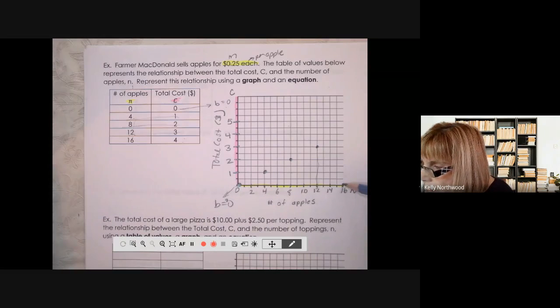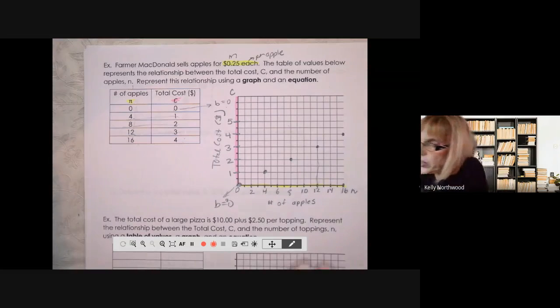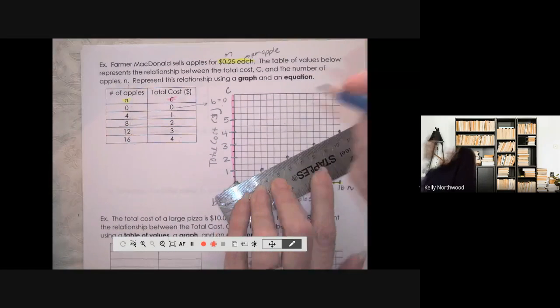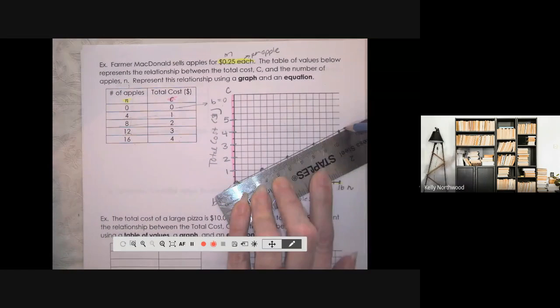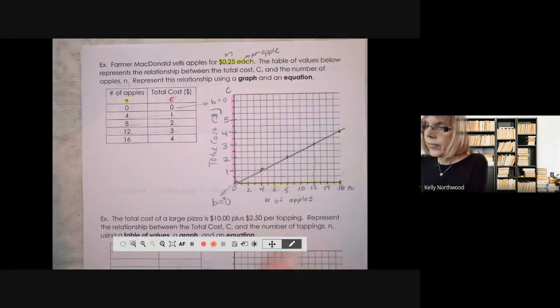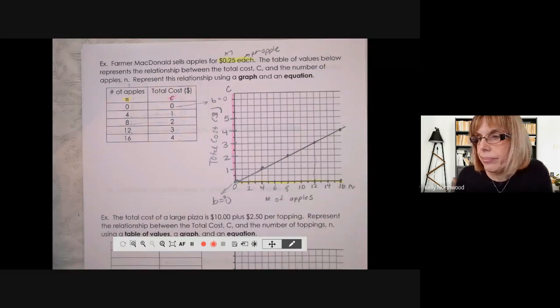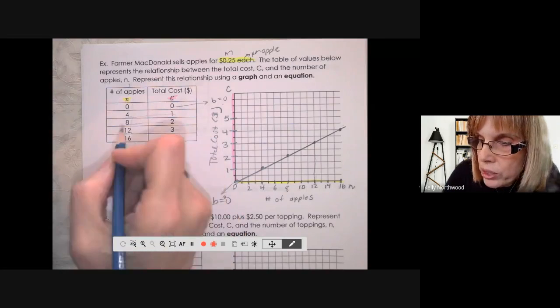And then 16 apples costs $4. And then they should all lie on a straight line. And we've done our graph. So there's our graph. Here's our table. So then we need our equation.